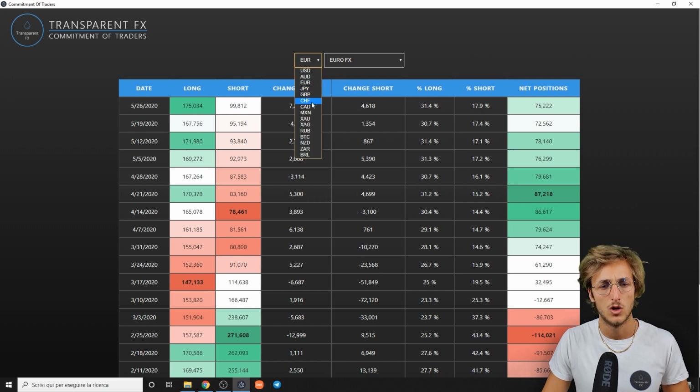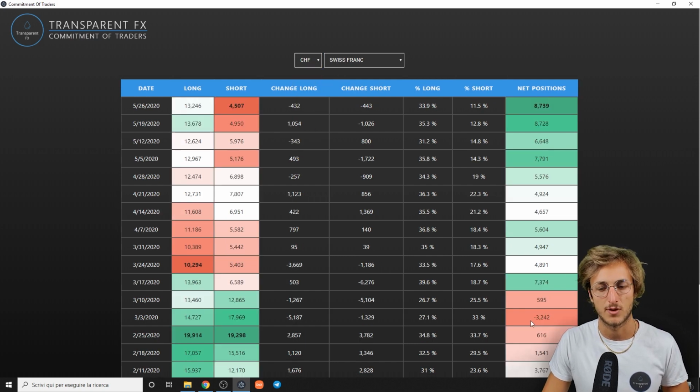We go and see what we have from a CHF perspective, and we can notice that CHF has been getting quite strong, from minus 3k to plus 8k. So from having more shorts than longs to having more longs than shorts. However, with the last report, we have seen some profit taking on the longs. We haven't seen shorts adding, that is true, but we have seen some longs closing.